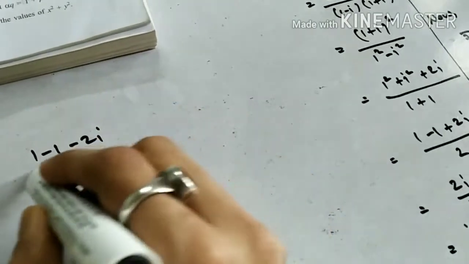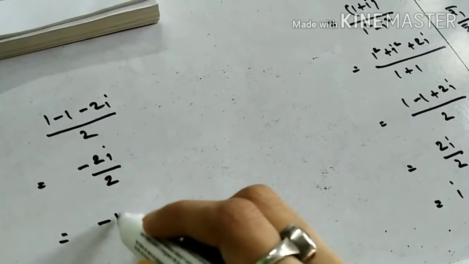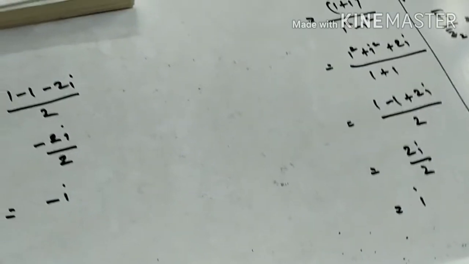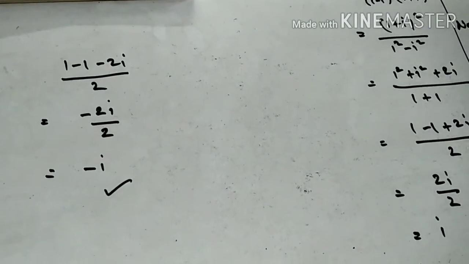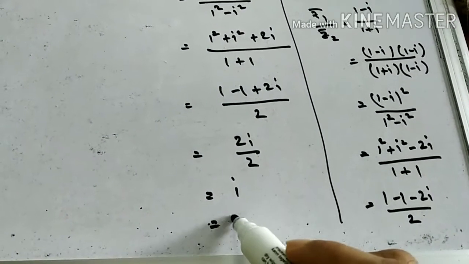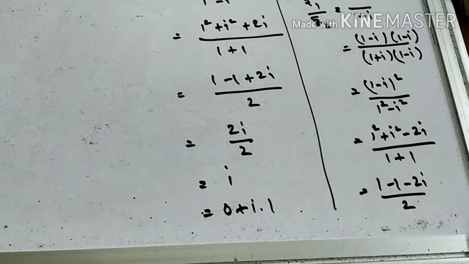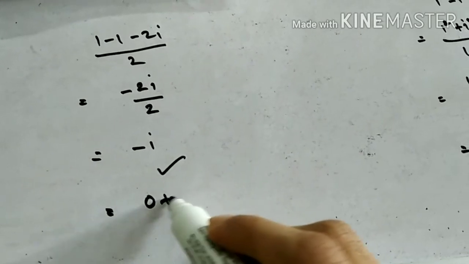I am doing this in here. I'm writing one more time: (1 minus 1 minus twice i) by 2. So this will become 0. So minus twice i by 2 becomes minus i. If you want, you can write it in a plus ib form. So this one is 0 plus i times 1, in a plus ib form, and this you can also write in a plus ib form, 0 plus i into minus 1.